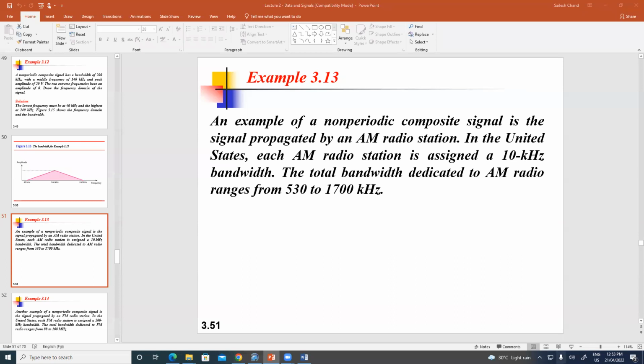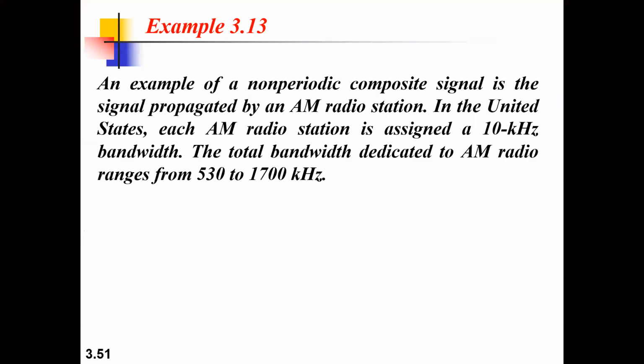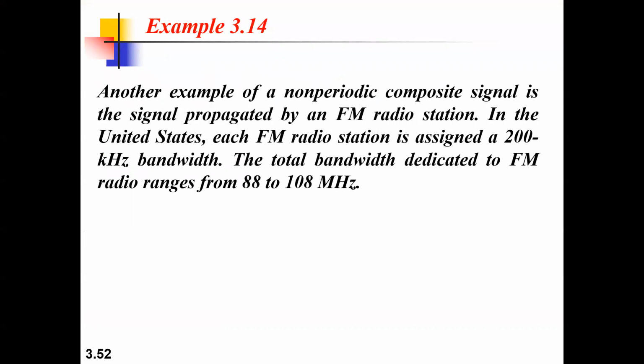Okay, looking at the next slide. Another example here says an example of a non-periodic composite signal is the signal propagated by an AM radio station. In the United States, each AM radio station is assigned a 10 kilohertz bandwidth, and the total bandwidth dedicated to AM radio ranges from 530 to 1700 kilohertz. That's just an example. Another example of non-periodic is the signal propagated by an FM radio station, and they have a different bandwidth.